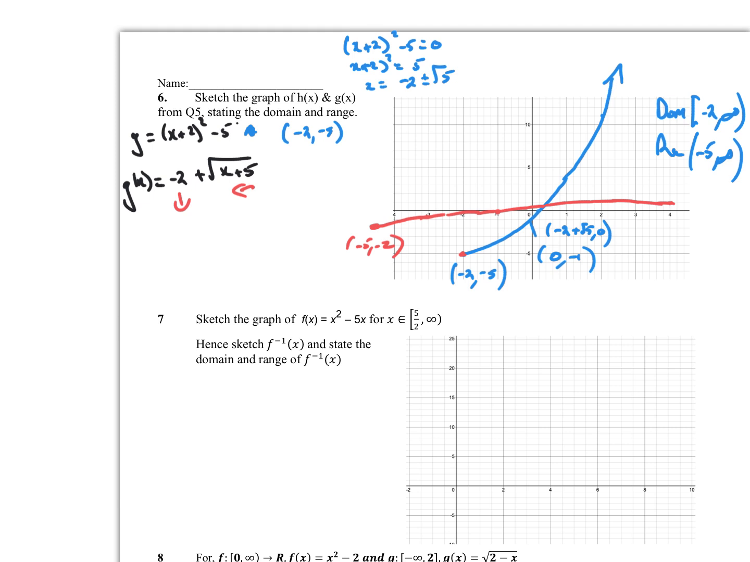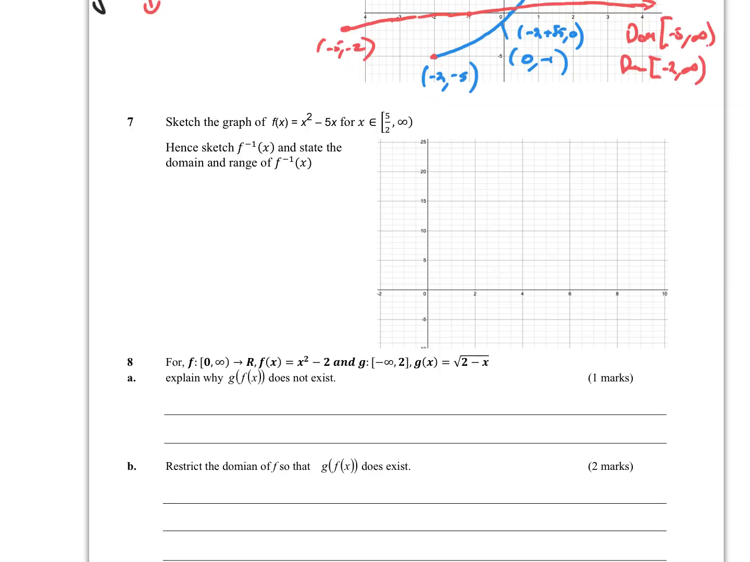Right after the point of intersection, we can keep that point continuing. I guess we do know though that the domain will be from -5 to infinity, and the range will be from -2 to infinity. We might get that on Desmos and have a look. All right, another similar sort of question.